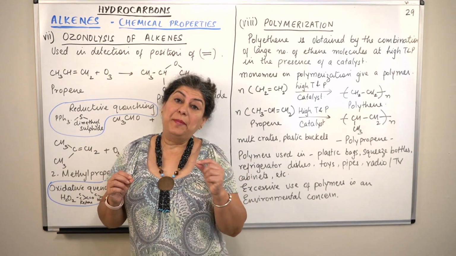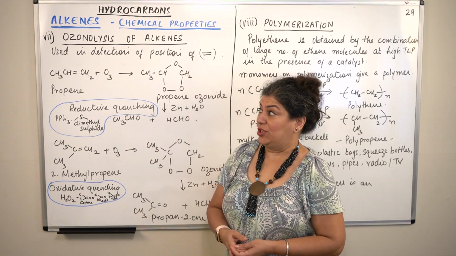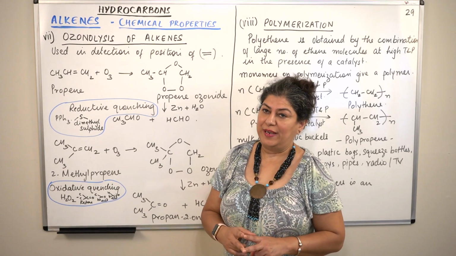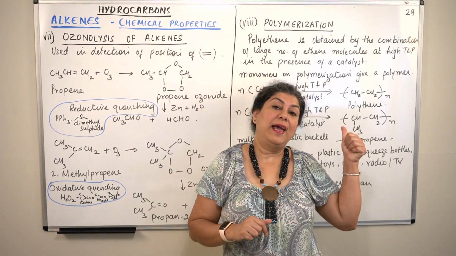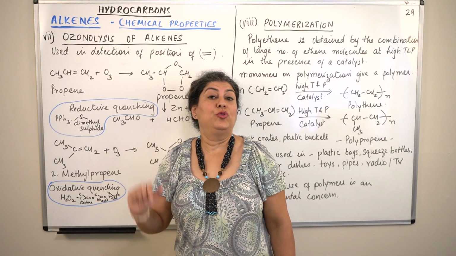We were doing the chemical properties of alkenes. So we'll move ahead with the same discussion. In this video, I'm going to talk of the last two properties of alkenes, that is ozonolysis and polymerization. So let us start with the first one, that is ozonolysis.